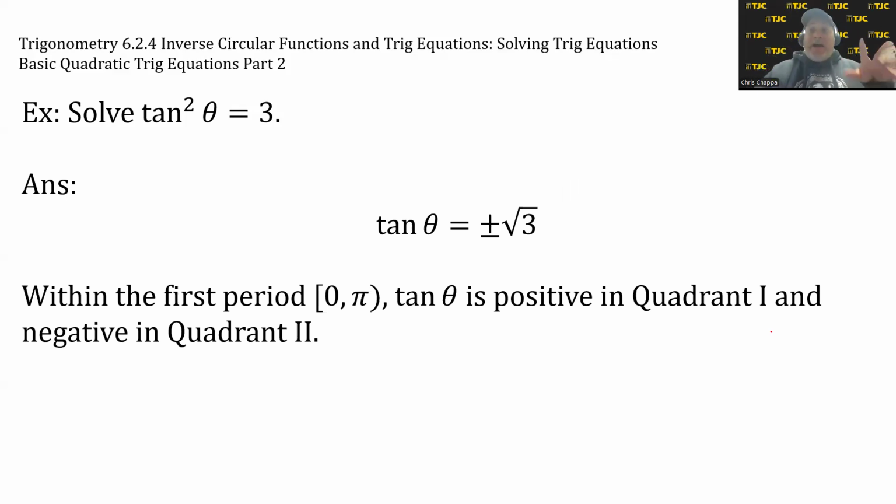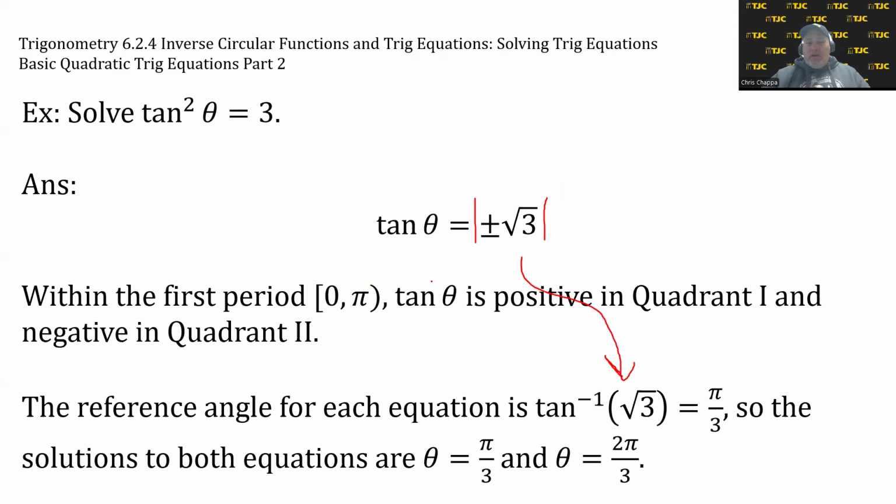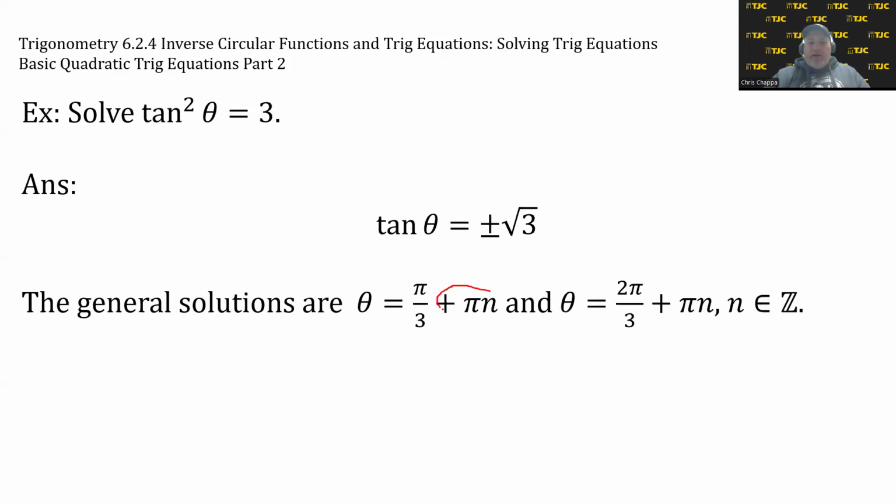Just remember, everybody's period is 2 pi except tangent, and its reciprocal cotangent. So whenever you're talking about periods, whether it's the interval for finding the specific solutions, or the period multiplier that you tack on to the specific solutions to get the general solutions, it's 2 pi unless we're talking tangent or cotangent, in which case it's pi.